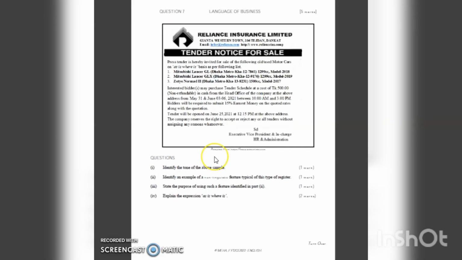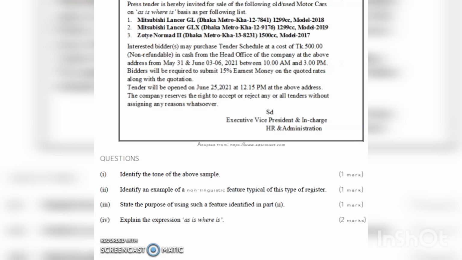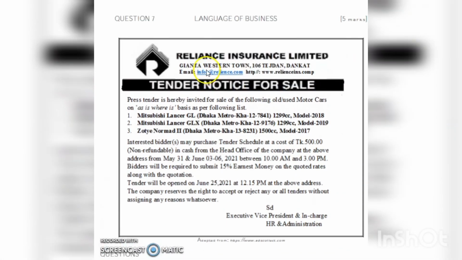Okay, language of business, question 7. So, language of business. Now this is a notice that is given, Reliance Insurance Limited. It's a tender notice for sale. Press tender is hereby invited for sale of the following old used motor cars on an "as is, where is" basis as per the following list, etc.